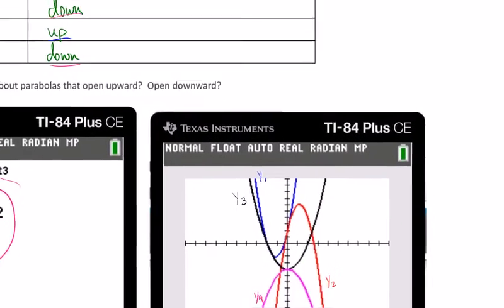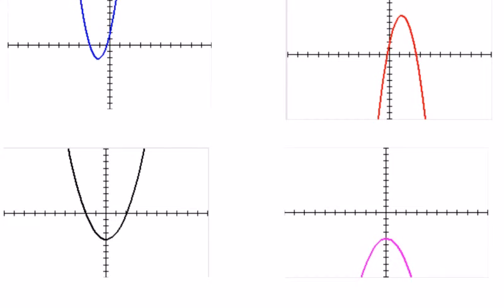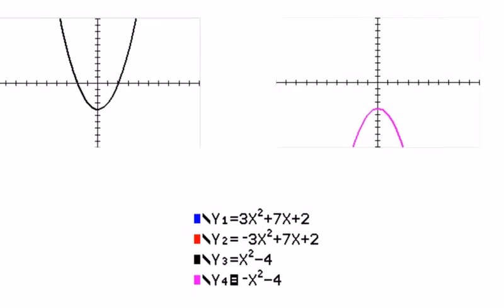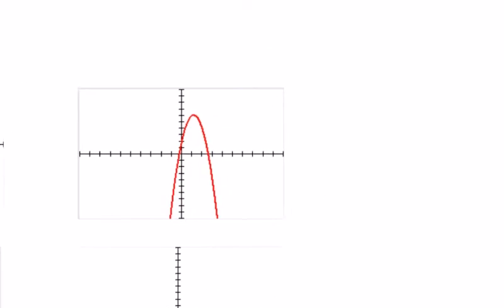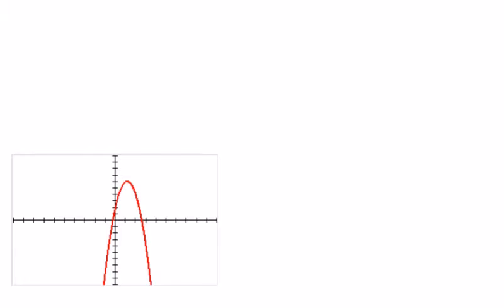I want to talk about one other thing as well. Let me see if I can get this slide here. So here's all the graphs again, and you can pause and go back and look at these if you need to. But another thing I want to talk about is the line of symmetry. Okay, and we'll talk about a couple things, but let's talk about the line of symmetry next.